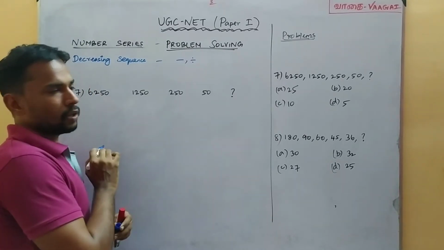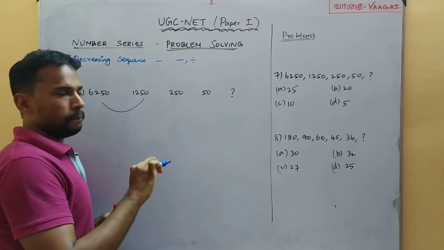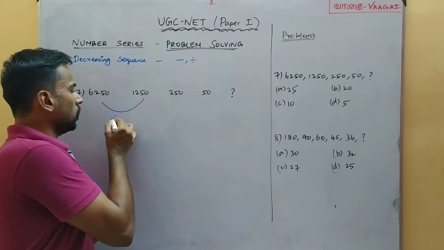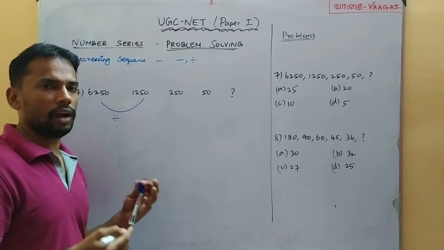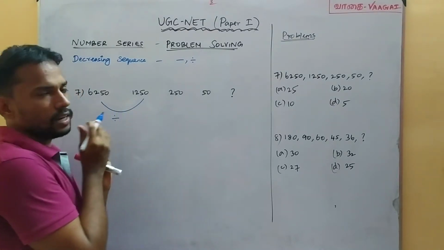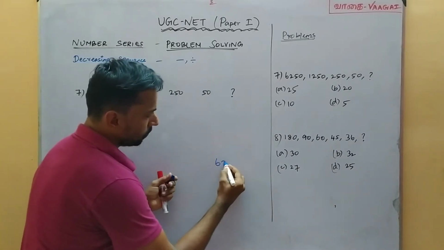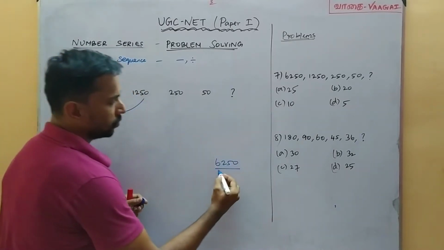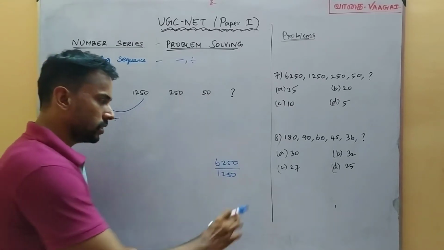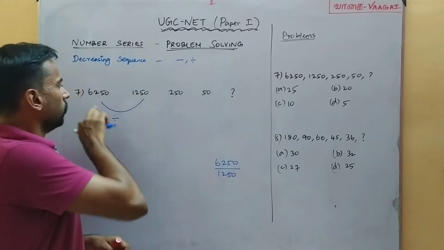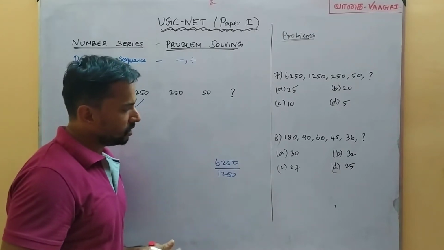Our first number is 6250 and we need to go to 1250. So we need to think by what number I have to divide 6250 in order to get 1250. For this I can divide 6250 by 1250, and then I will be able to get how many times it is divisible. That means this division's answer will give me the number by which I need to divide 6250 to get 1250. Very simple.